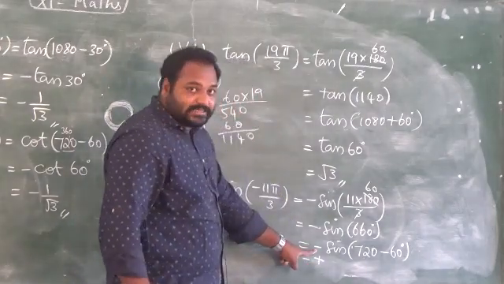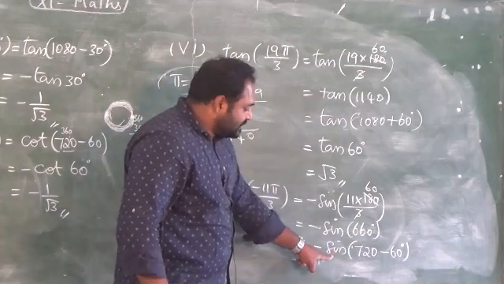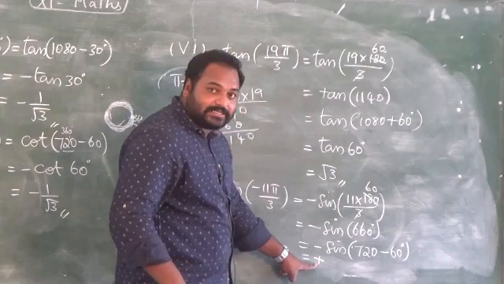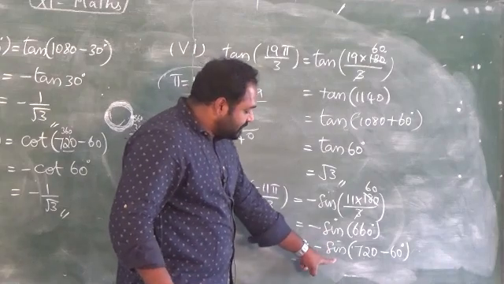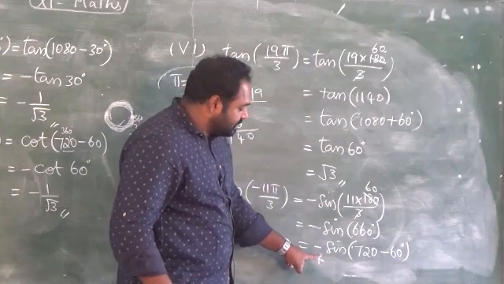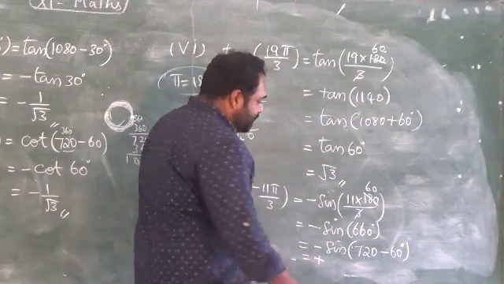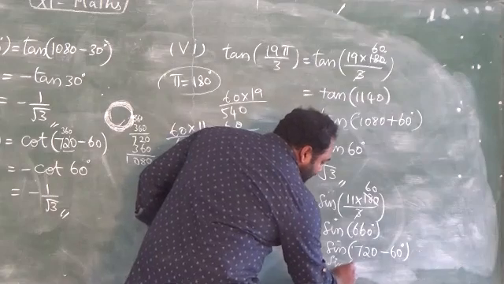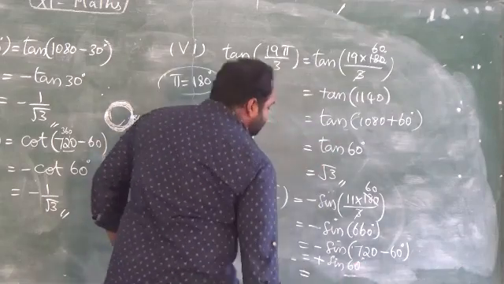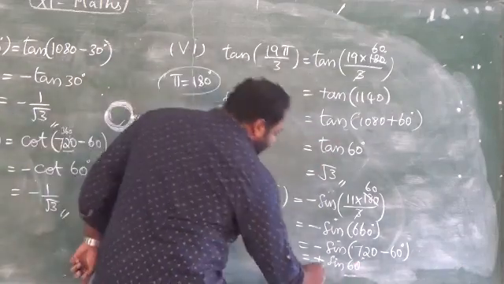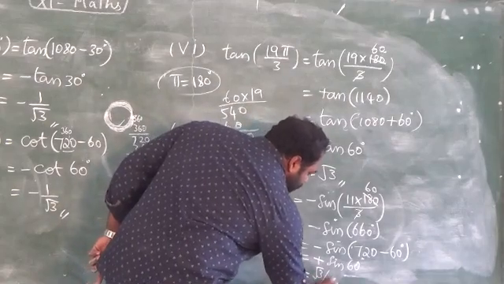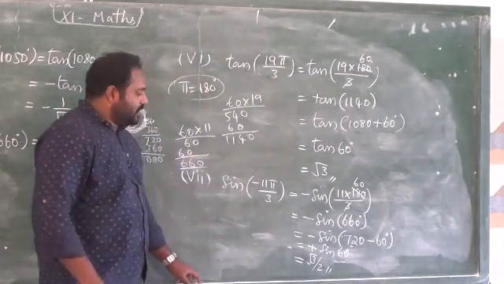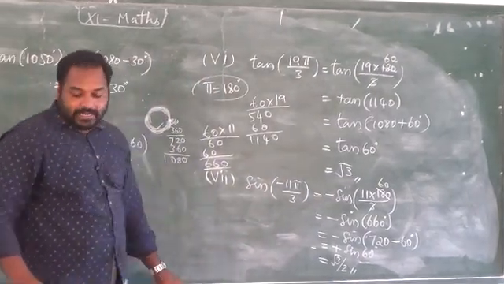Already a minus is there. Since it is the fourth quadrant, sine is negative, so we multiply one more minus here. Because of the quadrant we get one more minus, so minus into minus is plus. Since we have 360, we don't have any change in the ratio, so sine 60. Sine 60 value is root 3 by 2. So this is the value for sine of minus 11 pi by 3.